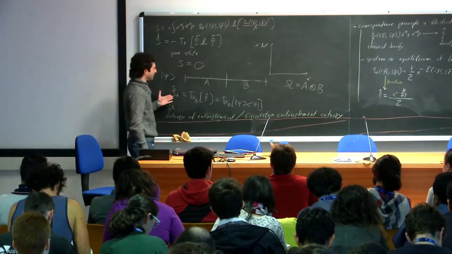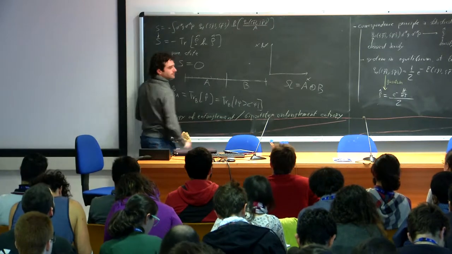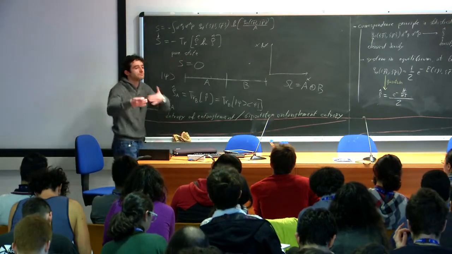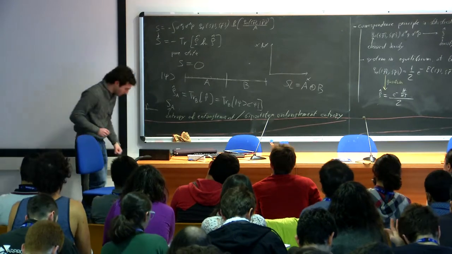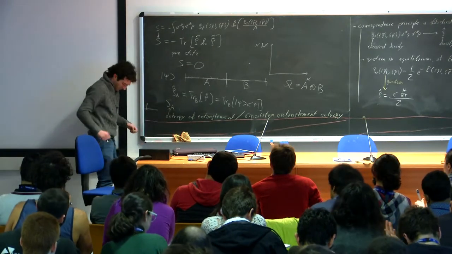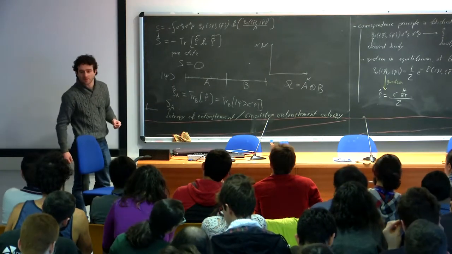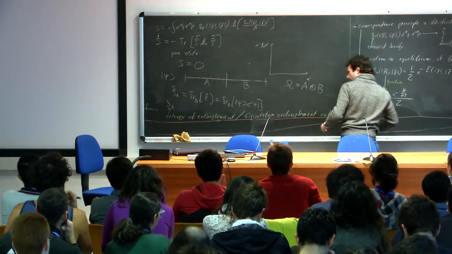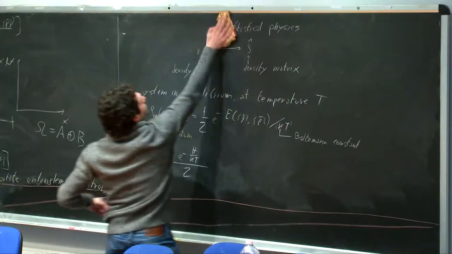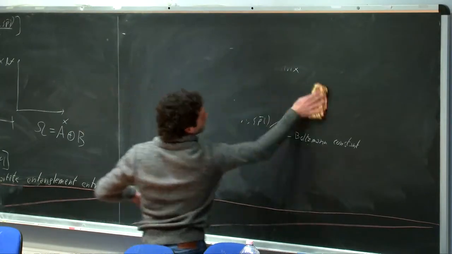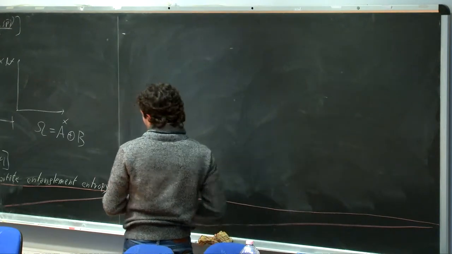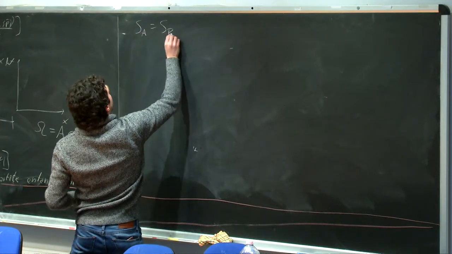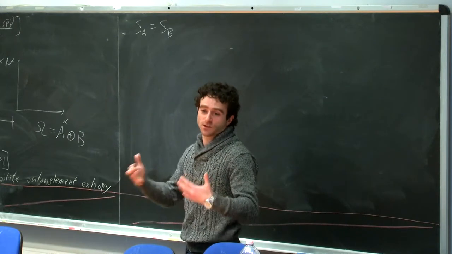In particular, I defined the entanglement entropy for the subsystem A. What happens if we compute the entanglement entropy for the subsystem B? We have a bipartition, so does it matter if you compute one or the other? The answer is no, it doesn't matter. There is a very nice result that shows that if you consider this bipartition, the entropy of A is equal to the entropy of B. Actually, the result is even stronger.